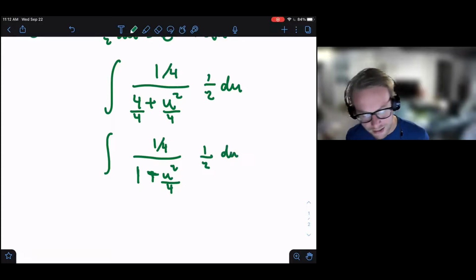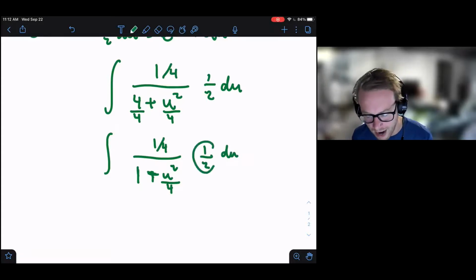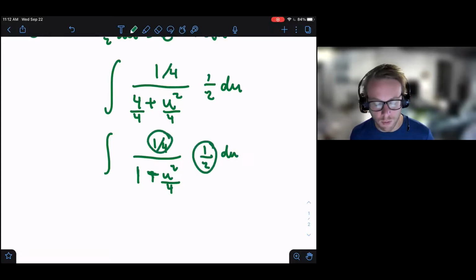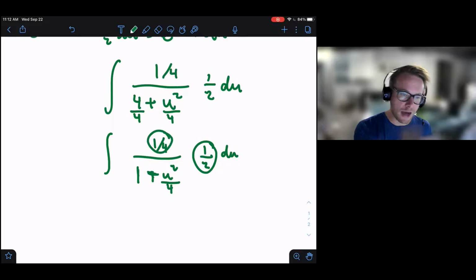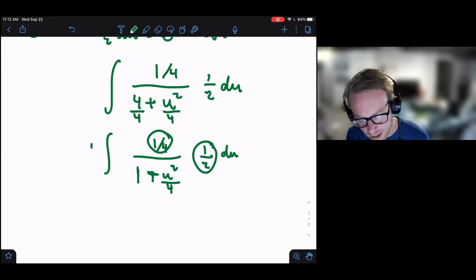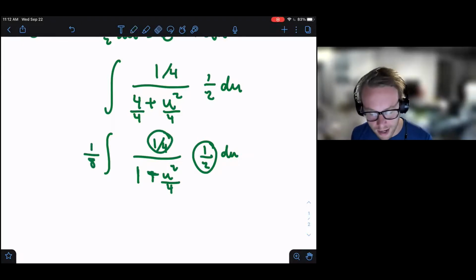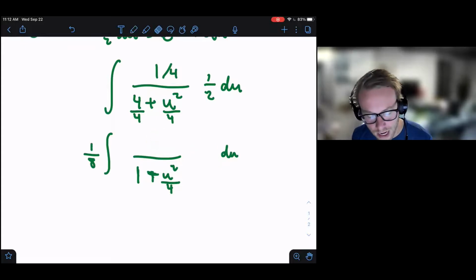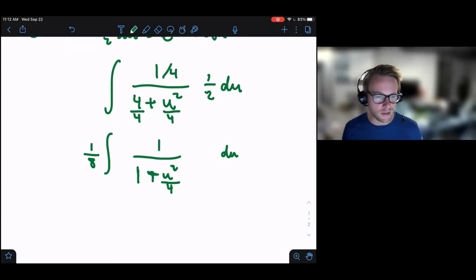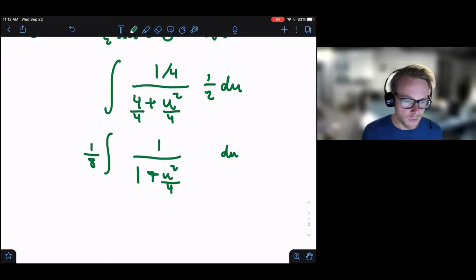In fact, let's go ahead and take out some of these constants, right? We have this 1/2 that's been floating here. Now we have a 1/4. Let's take both of these out in front of the integral. And this is going to be 1/8, right? 1/4 times 1/2 is going to be 1/8. And so now we're just going to have a nice 1 there, and that's looking all right.